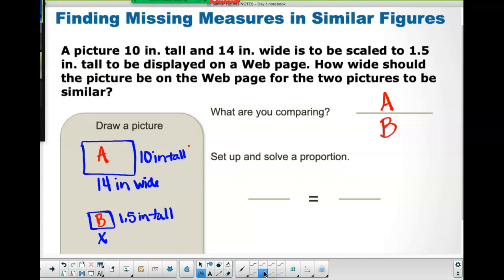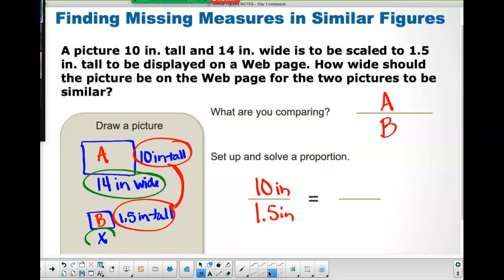So I'm going to pick a side on A, 10 inches. That matches up with which side on B? Which side does that match up with on B? These two sides are corresponding. So we're going to put 10 inches over 1.5 inches. And then the other set of sides is 14 inches, which matches up with the X.